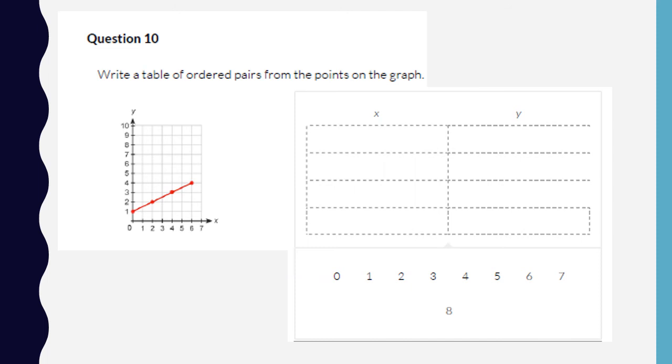And decide. I see my first point is, let me do purple. Okay, I'm not going to go left any. So I'm actually starting at 0. So my x value is 0. And my y value, I went up 1.